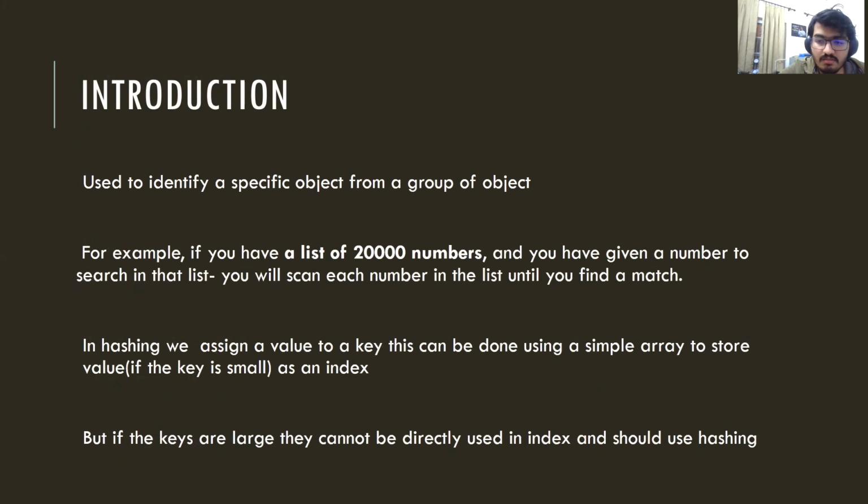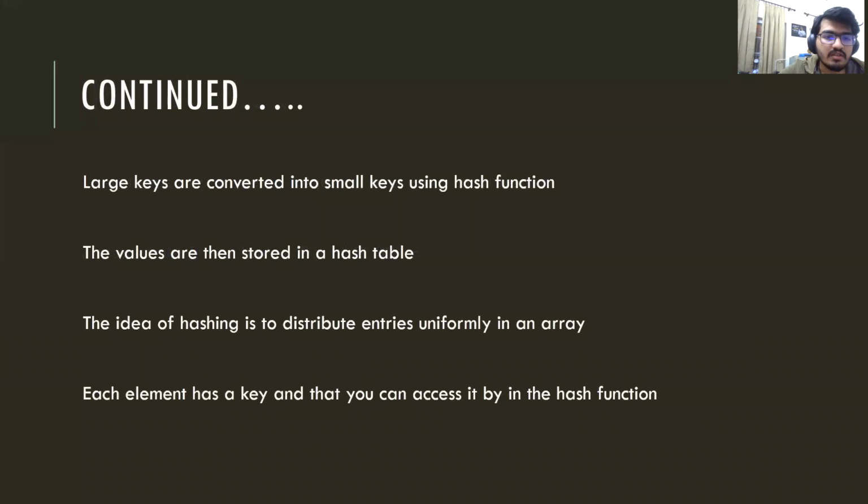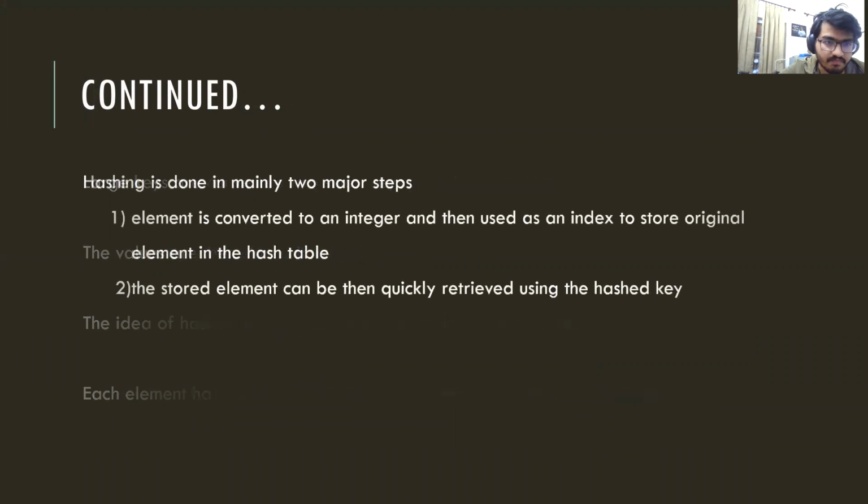This can be done using a simple array to store values, if the key is small, as an index. But if the keys are large, they cannot be directly used as an index and we should use hashing. Large keys are converted into small keys using hash functions. The values are then stored in a hash table. The idea of hashing is to distribute entries uniformly in an array. Each element has a key, and you can access it by using the hash function.